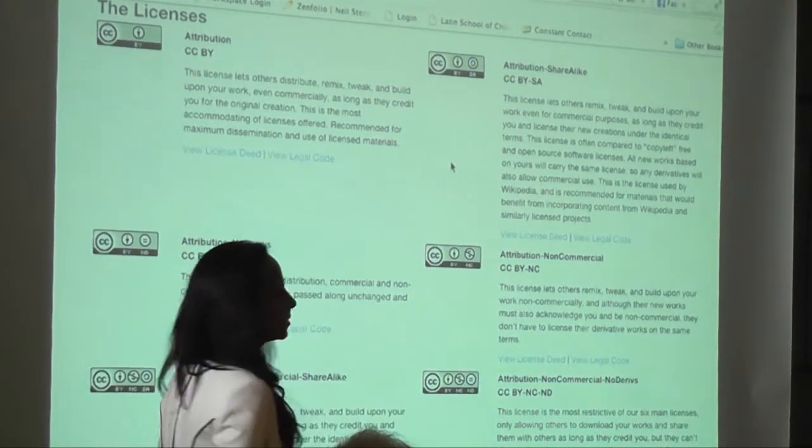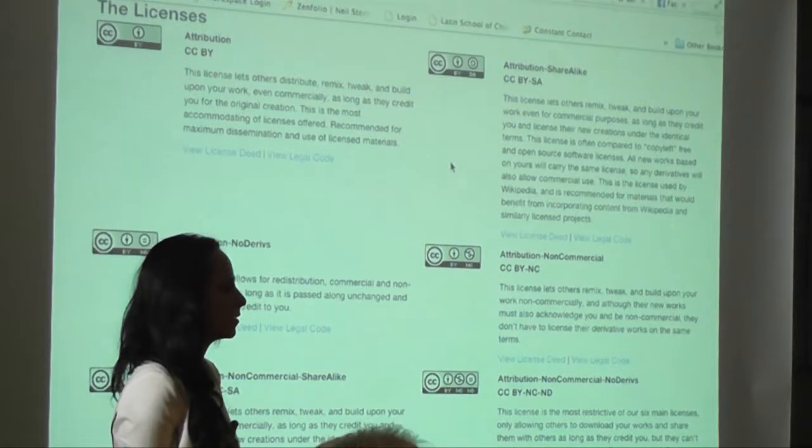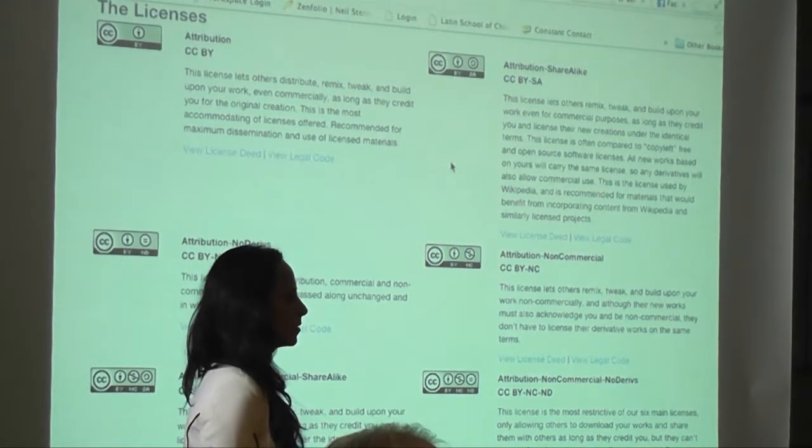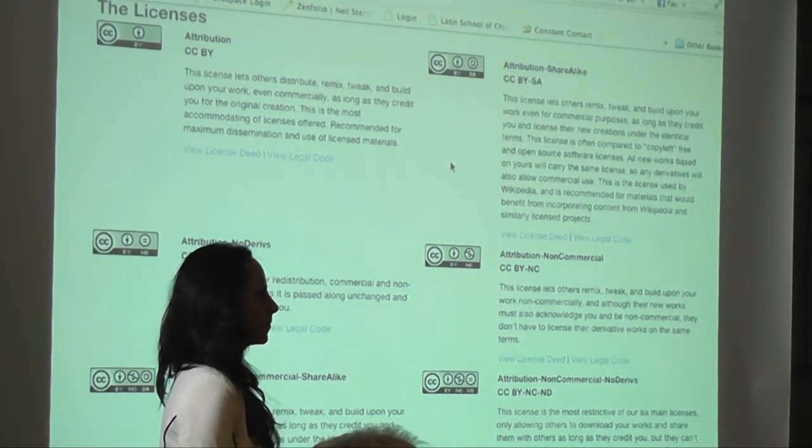All right, creativecommons.org. Excuse me, one more question on the last image. Do we need to get model releases involved in that as well? I will cover that at the end.